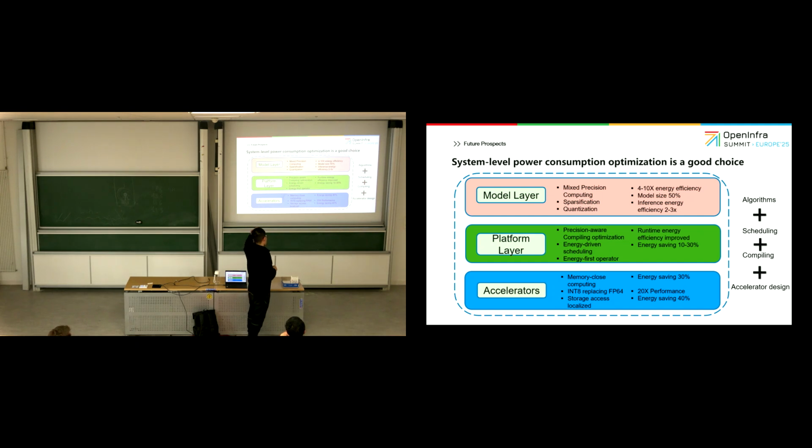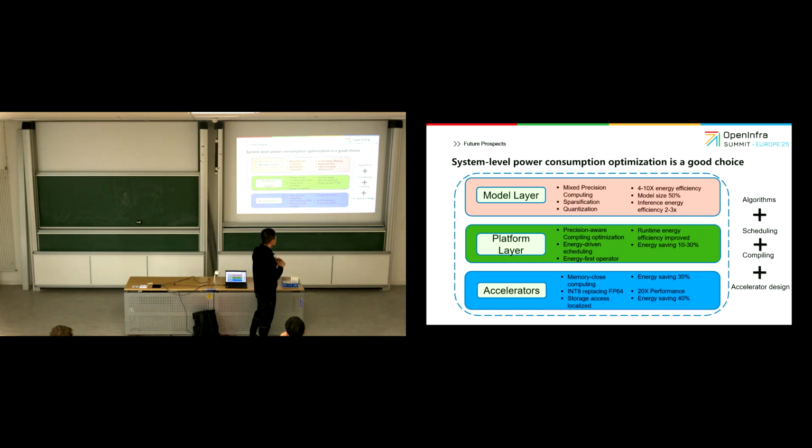From the high level, for example modern AI, you need specification and quantification to make your prediction, and this computing makes sure your model is efficient. For the platform layer, you need scheduling and operators. For the accelerators, you need memory-close computing, you need to replace FP64 by 8, or you need access to localized storage.